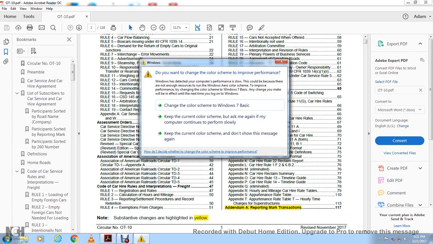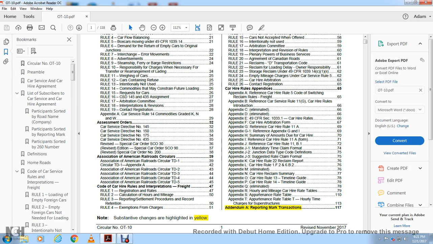Appendix I, reference car hire rule 11A form. Appendix J, reference car hire rules 11 and B1. J1, mandatory time claiming format. J2, junction data type code definitions. J3, suggested rate of claim format. Appendix K, car hire rule 22 reclaim report. Appendix L, car hire rules 1F2 and 6B2.